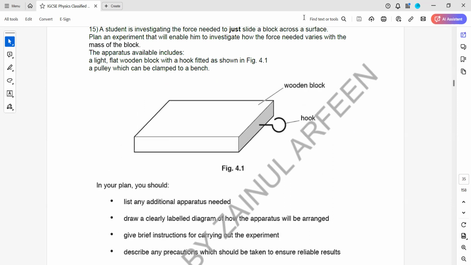or a spring balance also, because this can also be done directly. Like we can also attach a spring balance or a force meter here and we pull. So how much force we apply, and how much force is pulling this, that can also be measured. So you can mention a set of loads, or you can also mention the spring balance or the force meter.